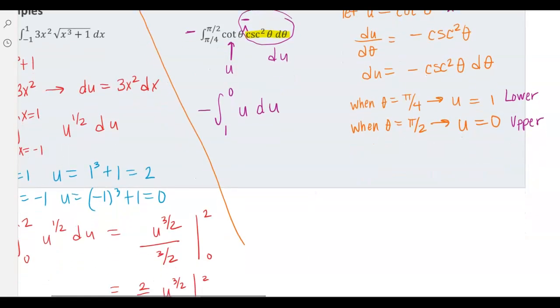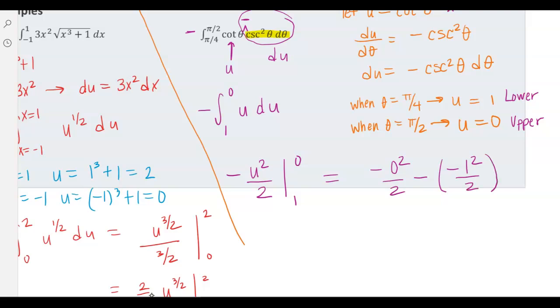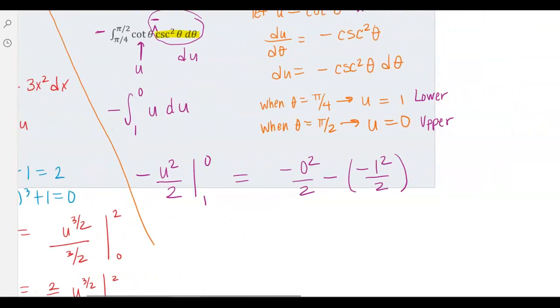All right, well, if I integrate u, I'm going to get u squared over 2. That negative sign stays out in front, and I'm going to evaluate between 1 and 0. So I'll plug 0 in first. Negative 0 squared over 2, just 0, minus a negative 1 squared over 2. So I think overall, for this integral, I'm going to get 1/2 as my answer.